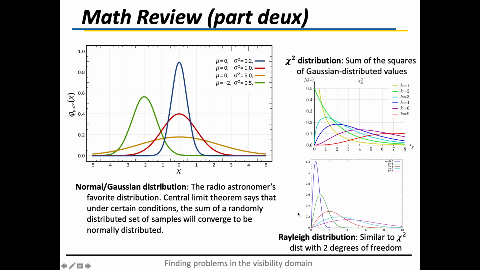And finally, there's this other thing called the Rayleigh distribution. It turns out that if you have a complex random number, that is the real and the imaginary part are both random numbers that are normally distributed and whose mean is 0, if you take the absolute value of that set of random complex values, they will create a Rayleigh distribution. And this is kind of powerful for when you actually have visibilities that are noise dominated. If you take the absolute value of all those visibilities, you'll get something that looks like a Rayleigh distribution.